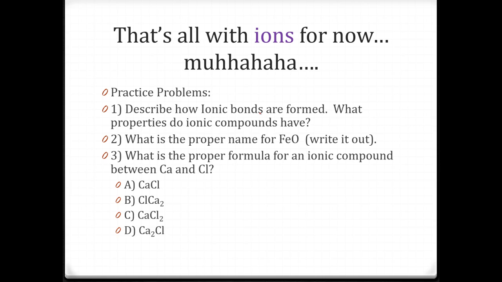Okay, what's the proper name for FeO? All right, we don't call it FeO, so write it out. Also, what type of metal is iron? Is it going to be one with a fixed charge or a variable charge? Because that might change your name. And finally, what is the proper formula for an ionic compound between calcium and chlorine? All right, it's multiple choice, but you need to go figure it out. So what's going to be the charge here? What's the charge here? How do you make them neutral?